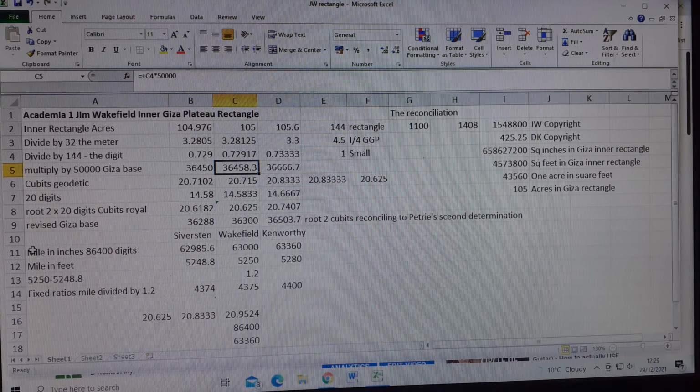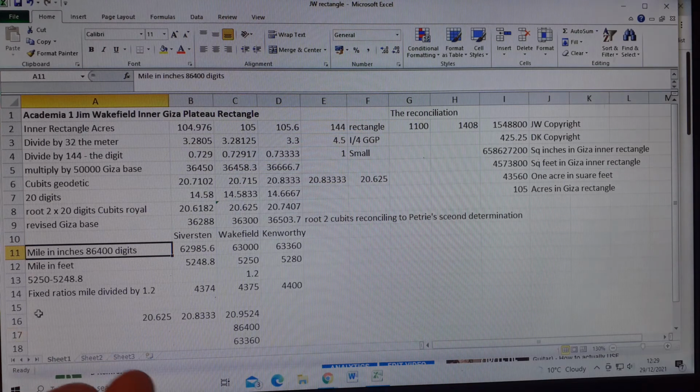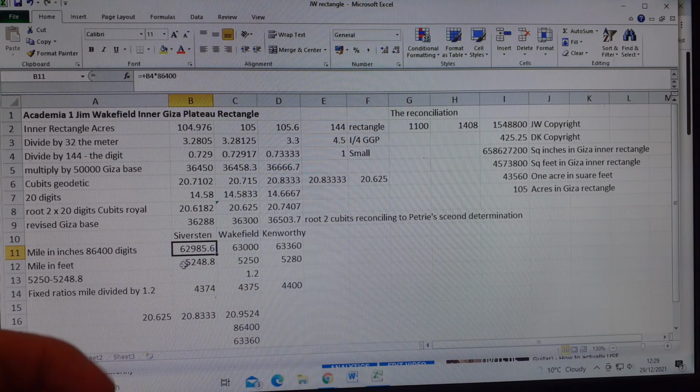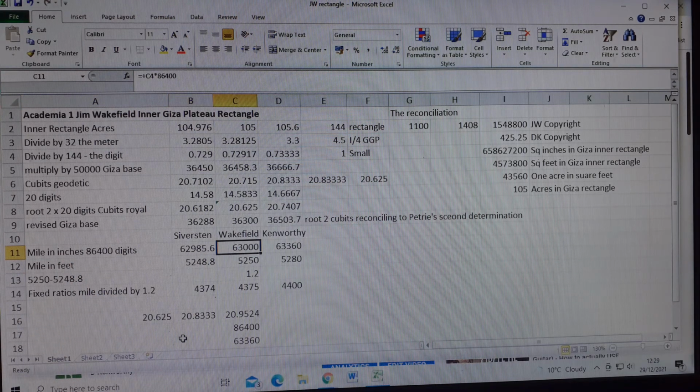the mile in inches in Berryman's analysis, although Berryman doesn't realise it, it's there, is 86400 digits. And for Harry, it produces this number of inches in the mile. For Jim, it produces this number. And for myself, it produces 63360, which is the English mile.